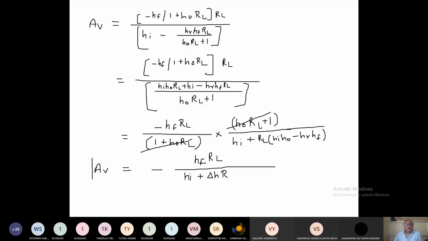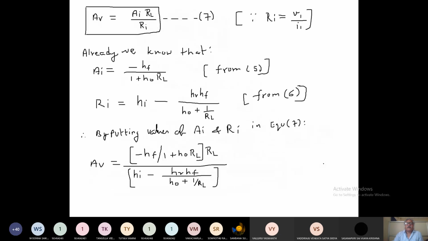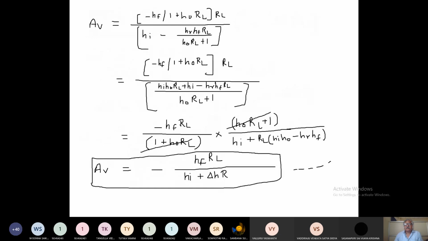So this you can consider it. This also you can write, right? So this equation, this number I will give 8. This is 8, right? So here this delta H is equal to Hi H naught, right, minus HR HF.